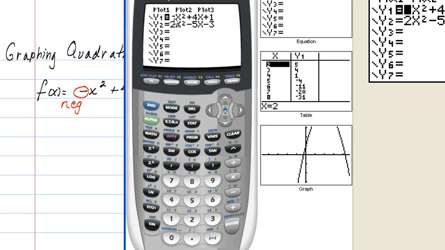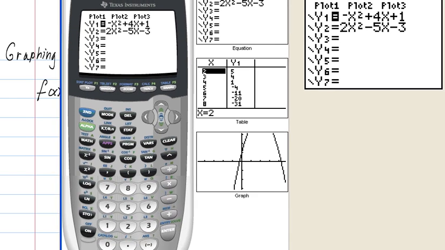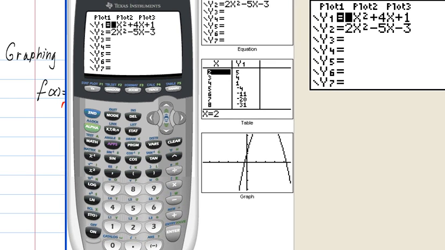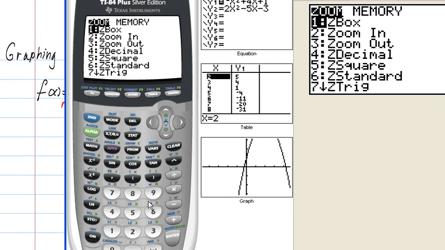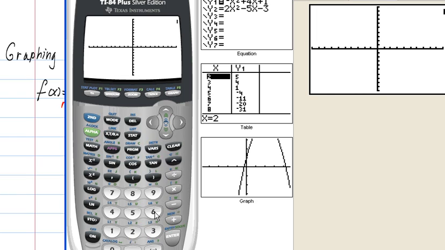So type in negative x squared plus 4x plus 1. We'll do this one in a minute; I just wanted to already have them in there. And since I'm not sure where your calculator was last time, before you graph anything, I suggest you hit Zoom and type in 6 to get everything in a standard viewing window, so you can get your graph.